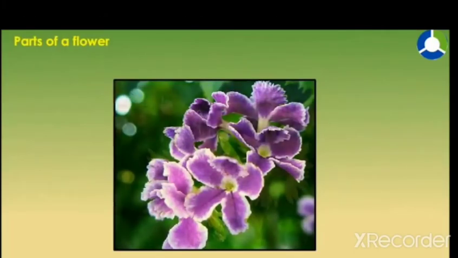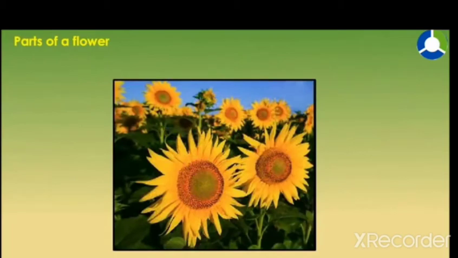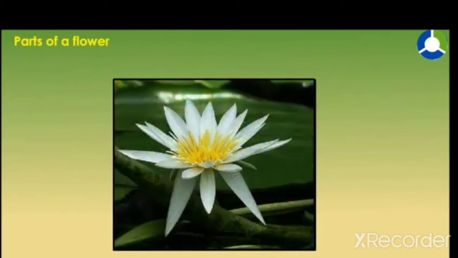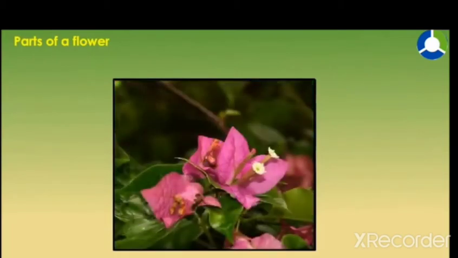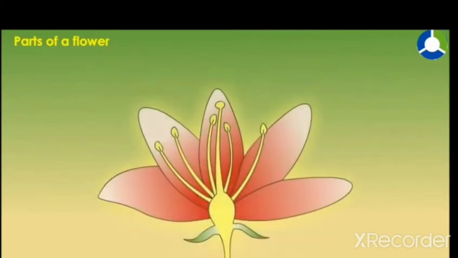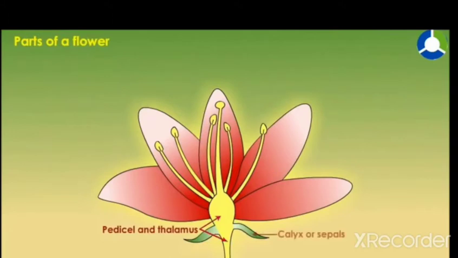Hello students. Today we will discuss the parts of a flower. Flowers vary in size, shape and color, but all flowers have the same basic parts. The main parts of a flower are: one is pedicel, second one is calyx or sepals.